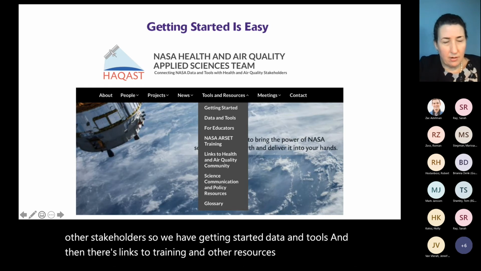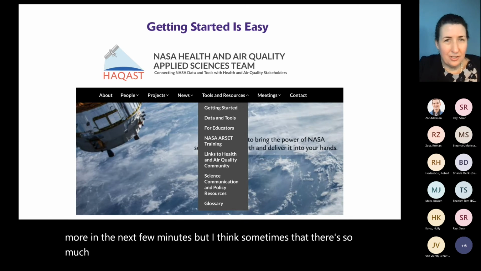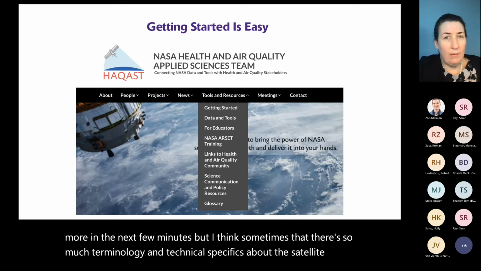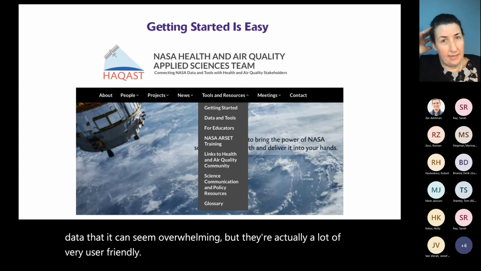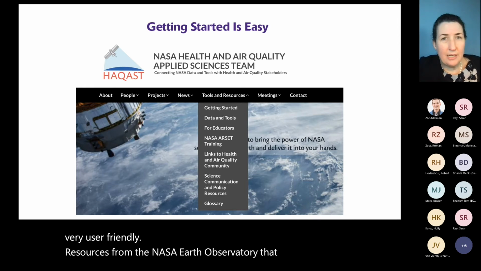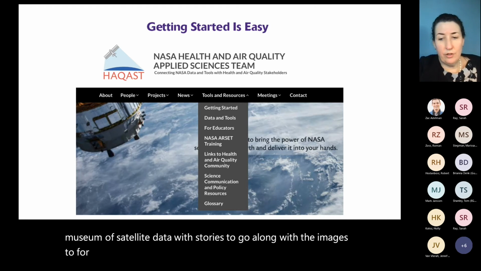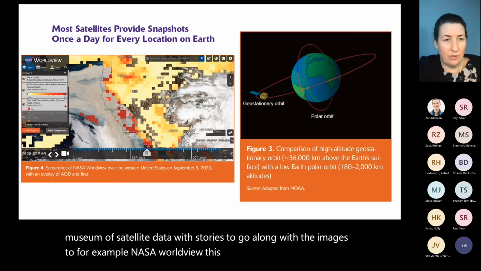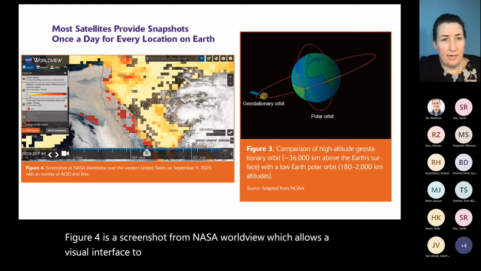So I'll be talking more in the next few minutes, but I think sometimes there's so much terminology and technical specifics about the satellite data that it can seem overwhelming, but there are actually a lot of very user-friendly resources from the NASA Earth Observatory, that is kind of like a museum of satellite data with stories to go along with the images, to, for example, NASA Worldview. This left panel here, shown as Figure 4, is a screenshot from NASA Worldview, which allows a visual interface to navigate different pollutants and days.